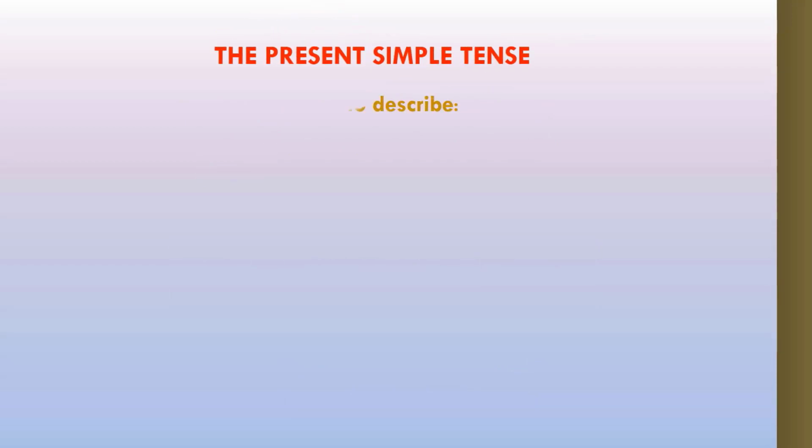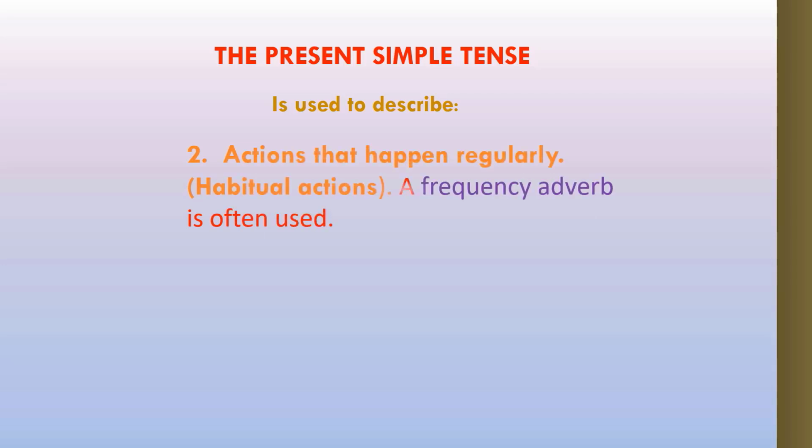Okay, so let's have a look at another use of the present simple tense. Okay, so the second use of the present simple tense is that we use the present simple tense to describe actions that we do regularly, something that we have a habit of, something that we have a pattern, we do it on a regular basis, and here we use frequency adverbs.